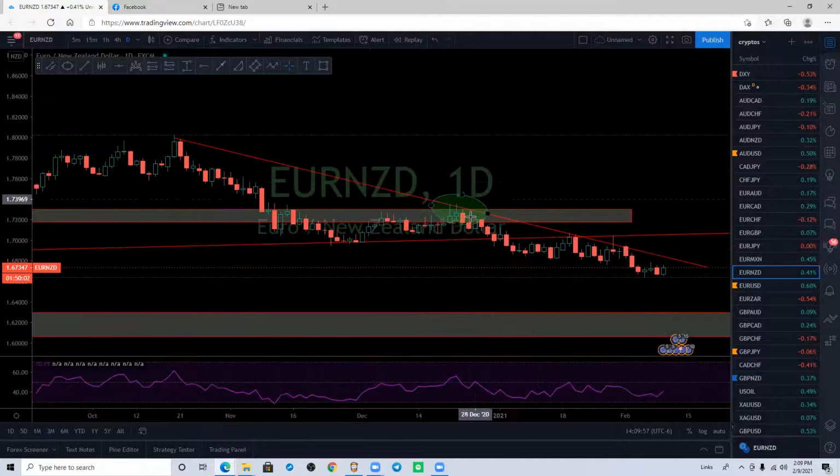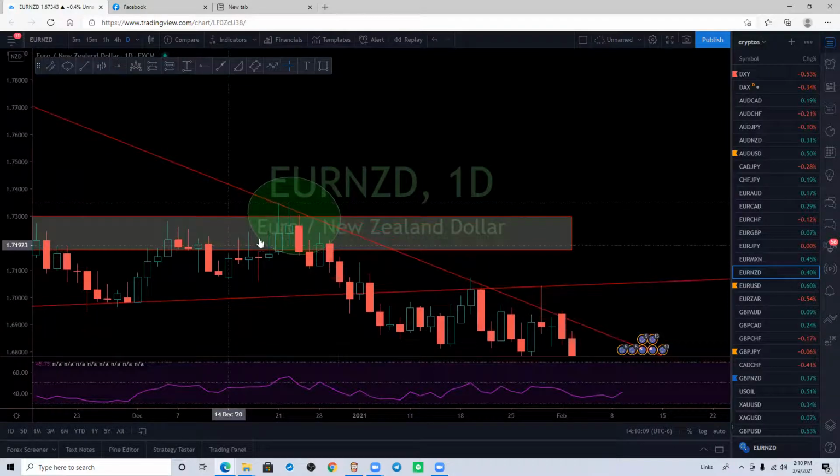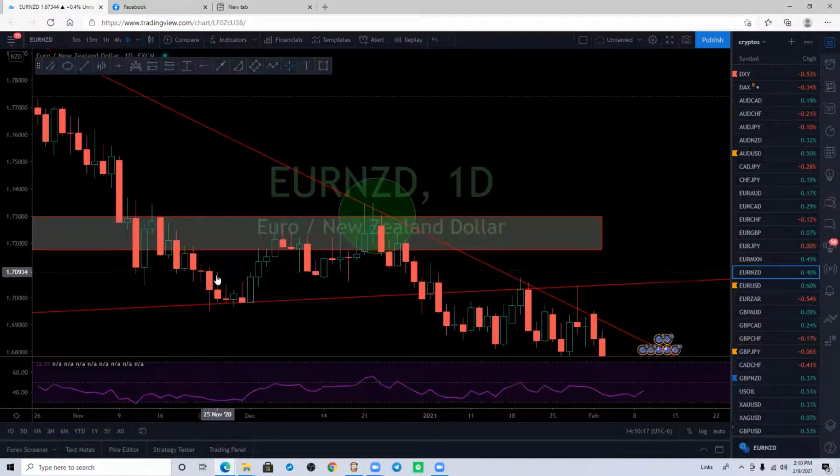Wicks represent rejection as much as an engulfing candle does. So this bearish engulfing candle right here shows a transfer of power from buying, a second attempt to go higher, that was overtaken by sellers. These wicks represent the price was once here, but sellers pushed it down. It was rejected over a period of time and was pushed back down.